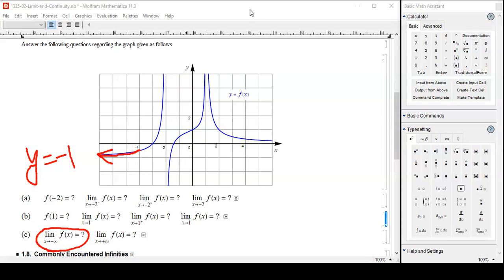Now what about the right-hand side? Limit toward positive infinity. I've moved to the right. Go to the right, and this is getting closer and closer and closer to y equal to 0. So that's going to be this limit. And we have a finite limit like this. That means we have a horizontal asymptote.